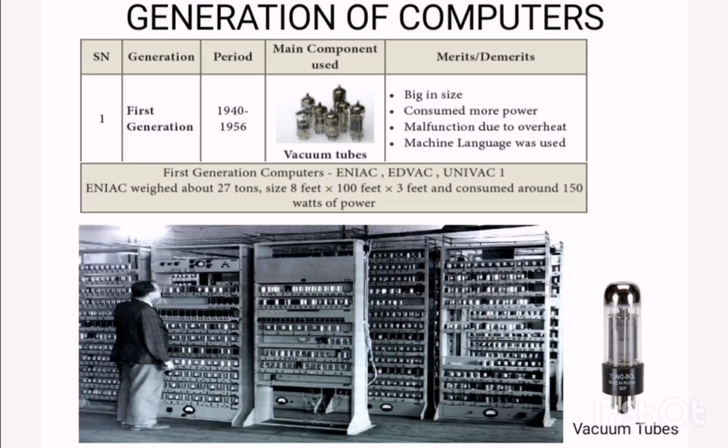The topic is about generation of computers. There are 6 generations of computers. The first generation of computers used vacuum tubes for circuitry and magnetic drums for memory.